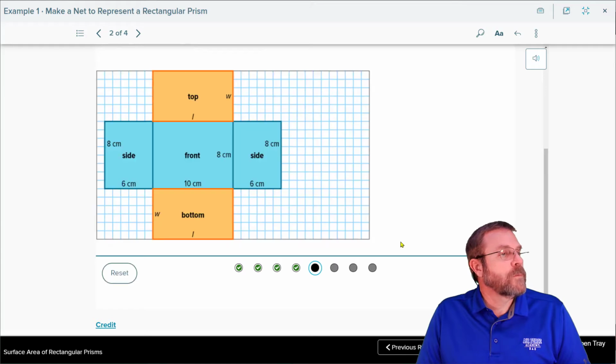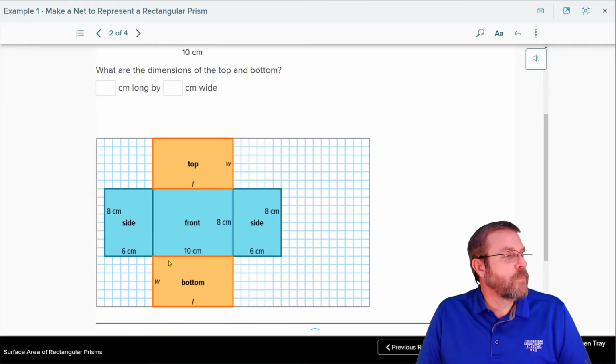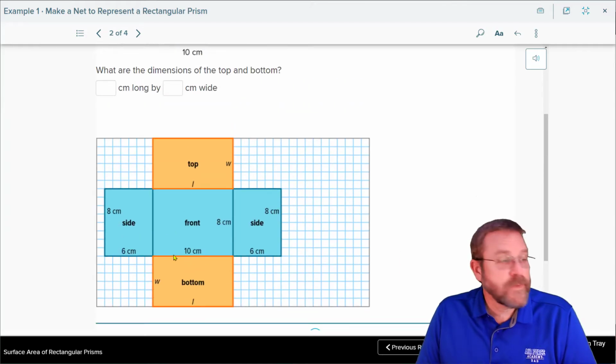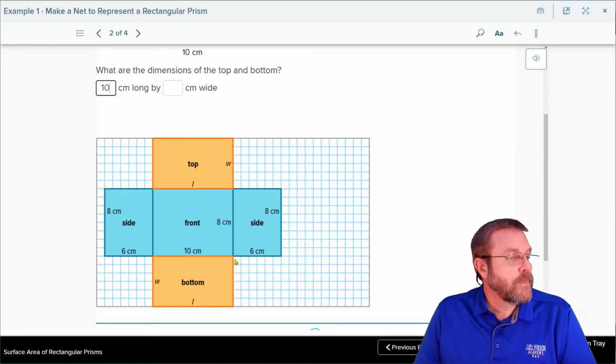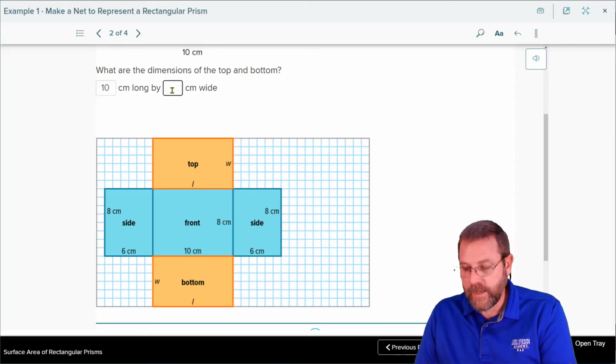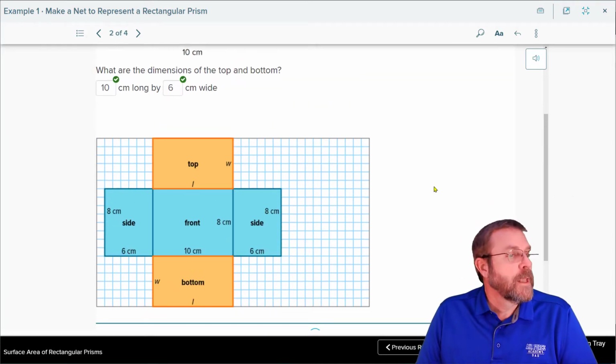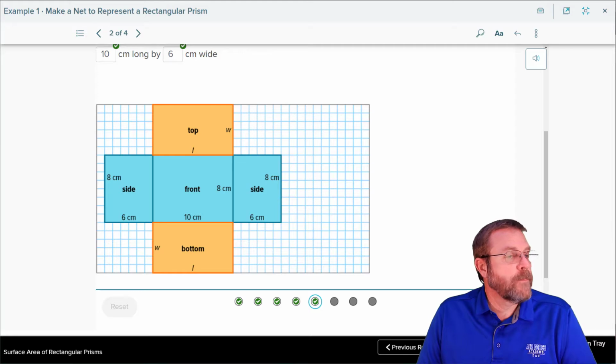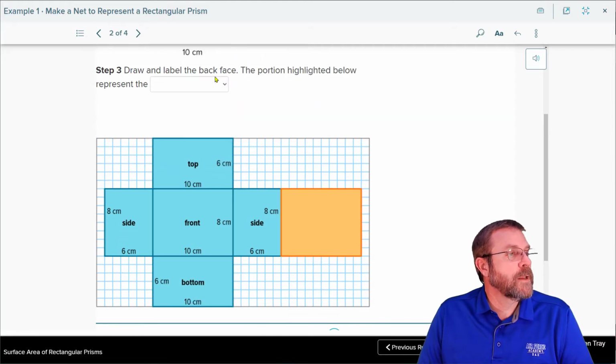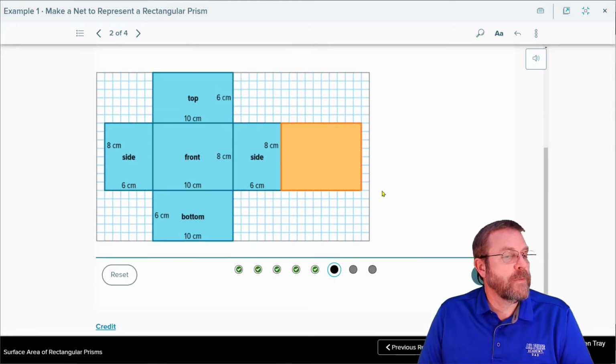And then what are the dimensions of the top and the bottom going to be? Well, the length here, that's going to be the same as the length of the front, which is going to be 10. And this side length here, that's going to be the same as this side length right here, which is going to be 6. Check that, and that part checks. Now all we have to do is add the back of the box to it, which is right here. That represents the back of the box.